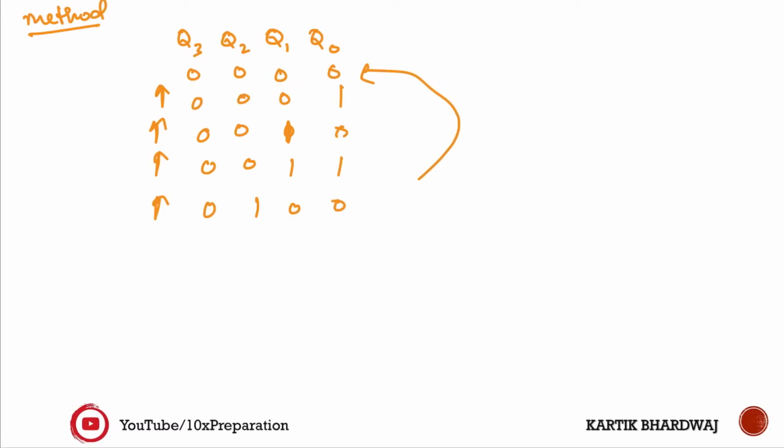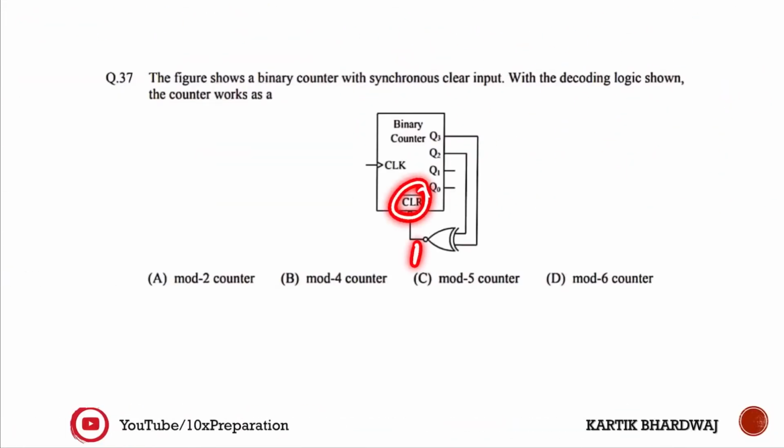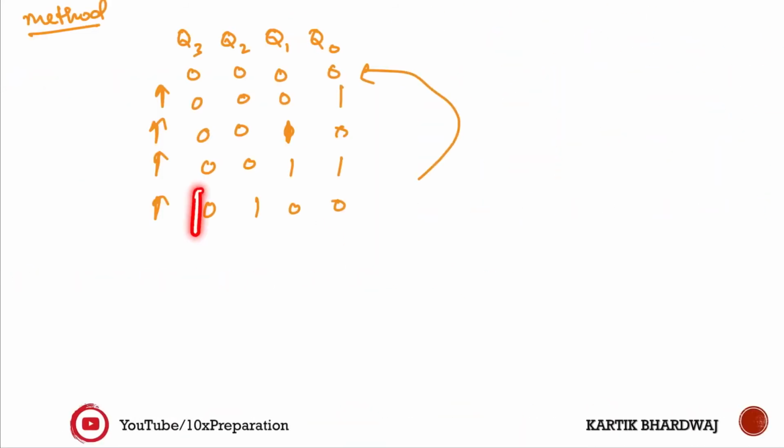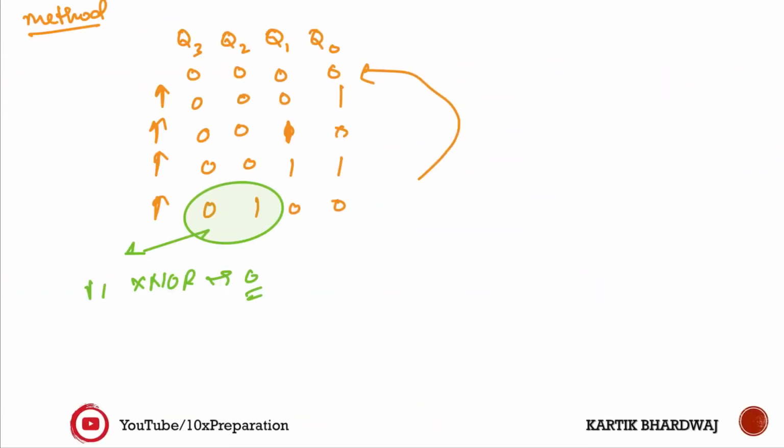So what is actually happening, friends? Whenever the outputs are 0 0 0 and this is 1, the clear is not activated. Whenever the circuit reaches this level, the XNOR output is going to be 0. Whenever this is 0, it is reset. Again it will reach 0 0 0 0 on the next clock pulse.